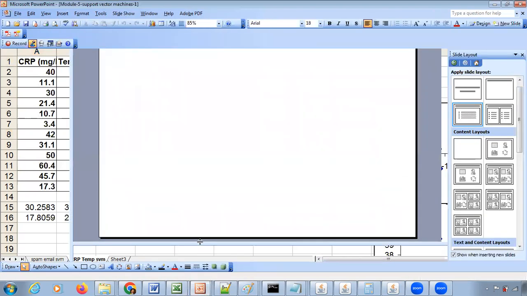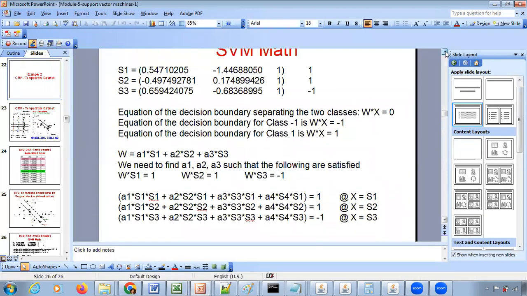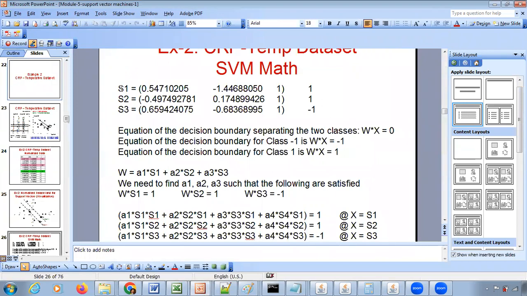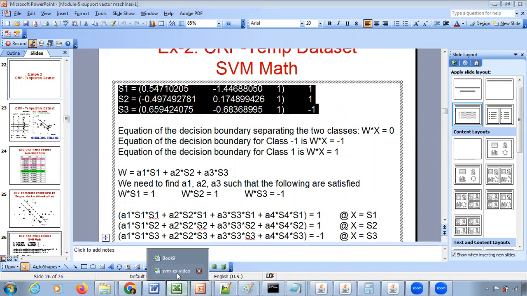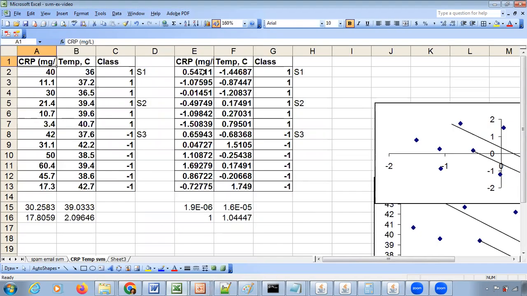I have written down here the 3 support vectors, S1, S2 from class 1, and S3 from class -1. So you can get that just from the Excel data. So you can just copy it, and this is the data point.